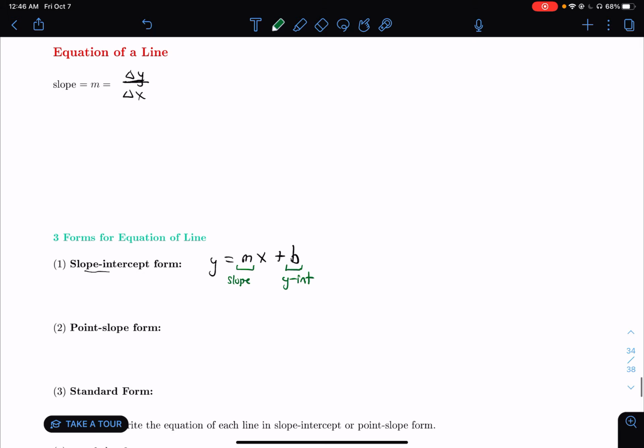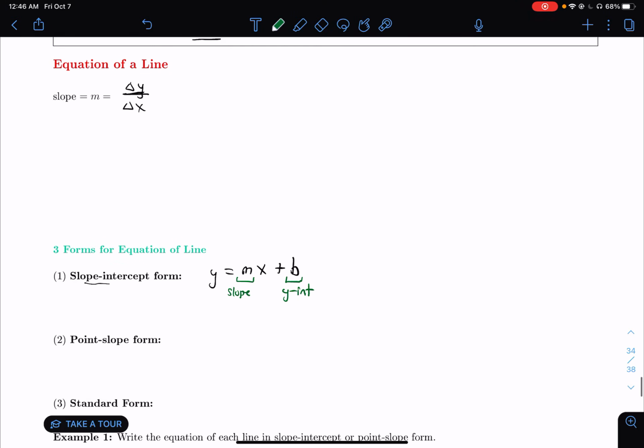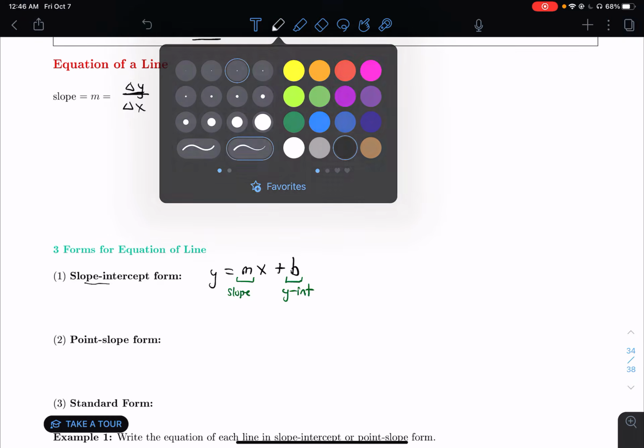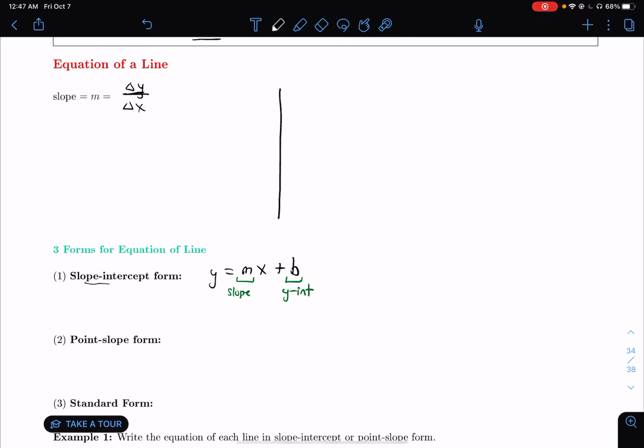Next up, we have something called point-slope form. I want to show you where the formula comes from, so I'm going to draw a picture. I'll draw some axes, the y-axis and x-axis, and then draw two points. The first point I'll call x1, y1, and the second point I'll call x, y. And I'll draw a line connecting those points.